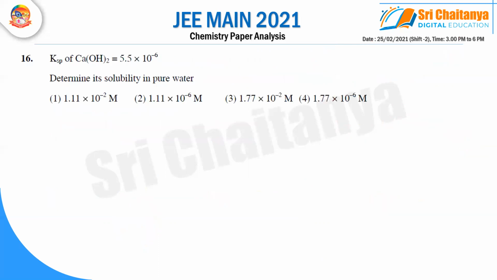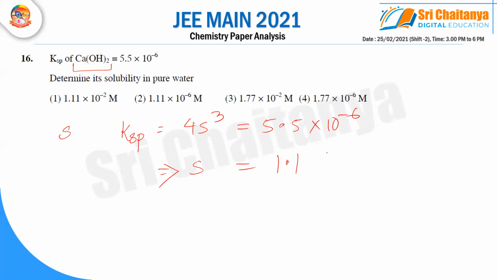Next, we have a question that is very simple, Ksp. For this particular sparingly soluble salt, if I consider the solubility to be S, the solubility product Ksp will be nothing but 4S cube. So this 4S cube is equal to 5.5 into 10 to the power minus 6. From here we can calculate S. Now if I calculate S, I'll get approximately 1.1 into 10 to the power minus 2 molar. So 1.1 into 10 to the power minus 2 molar, that is option number 1.